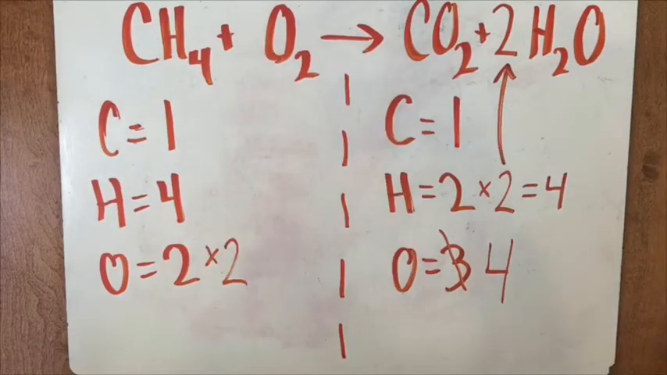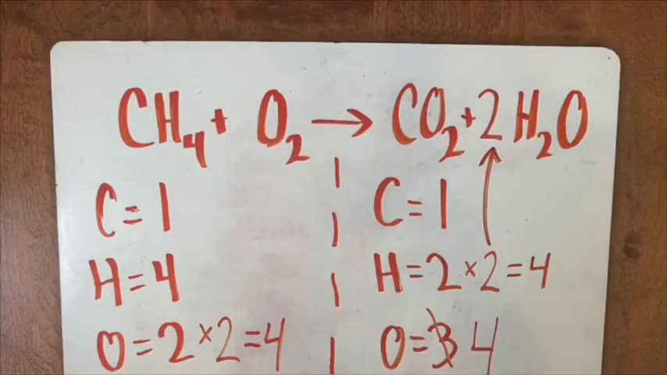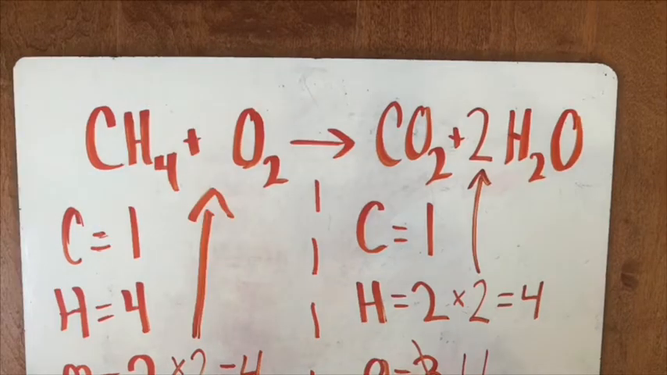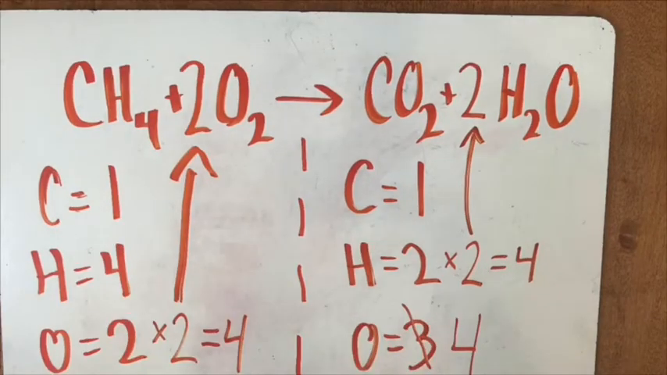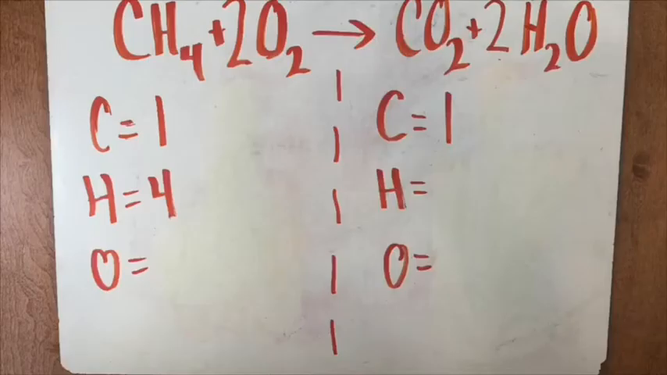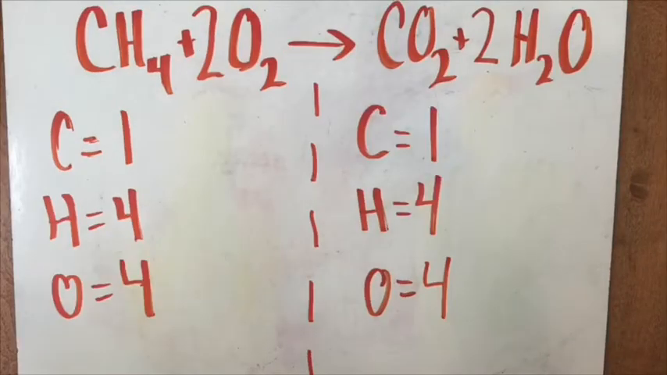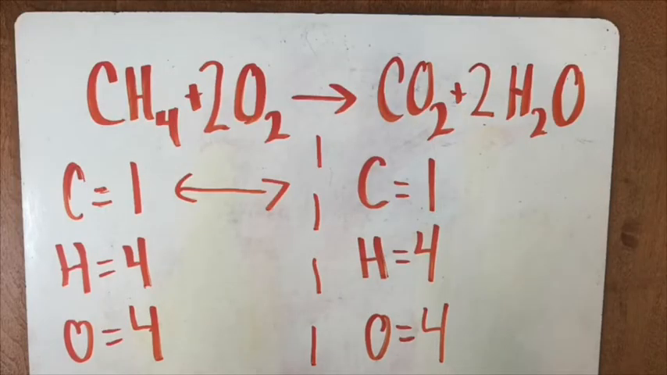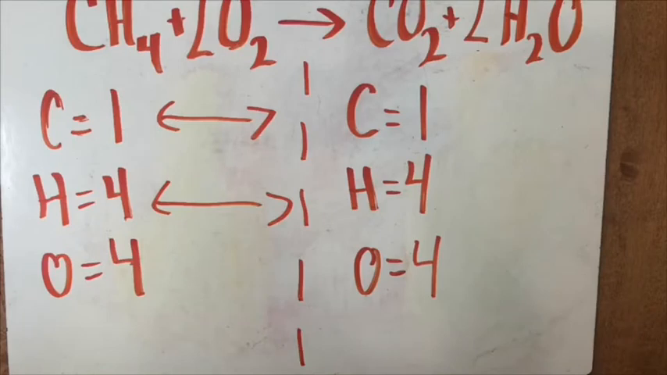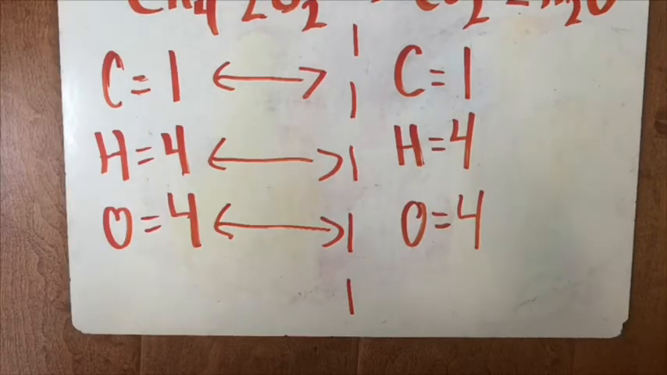After, you can multiply the number of oxygens on the reactant side by 2 to make the number of oxygens 4. Since you multiplied it by 2, you put the coefficient 2 in front of the O2. You do this because you want the number of oxygens to be equal on both sides. So now, when you count the amount of each element, there is 1 carbon on both sides, 4 hydrogen on both sides, and 4 oxygen on both sides. Since they have the same amount, the equation is balanced.